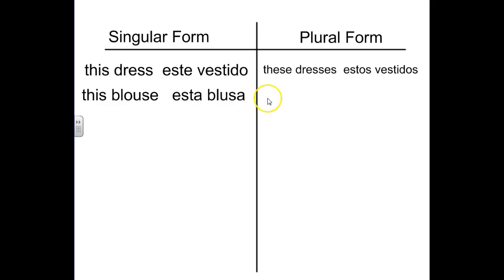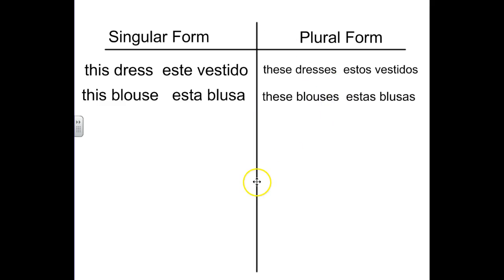So let's come over here and see what it looks like. In the plural form, we say these blouses in English. And in Español, estas blusas. So that hopefully makes some sense there for you.